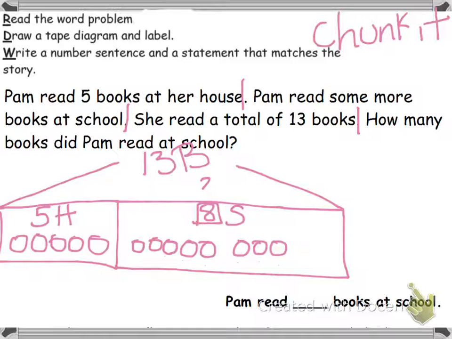So now we can draw our number sentence. 5 plus, we didn't know that, equals 13. So we know that 5 plus 8 equals 13. So Pam read blank books at school. Well, Pam read 8 books at school because we know that is what we had to just figure out for our mystery box.